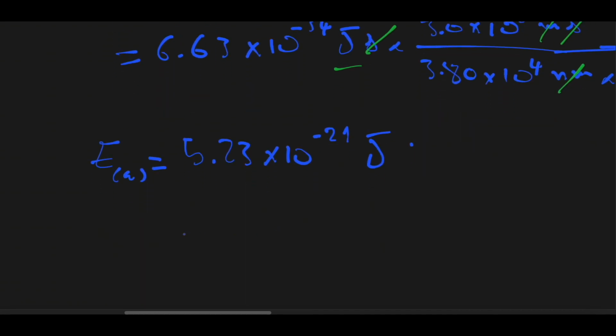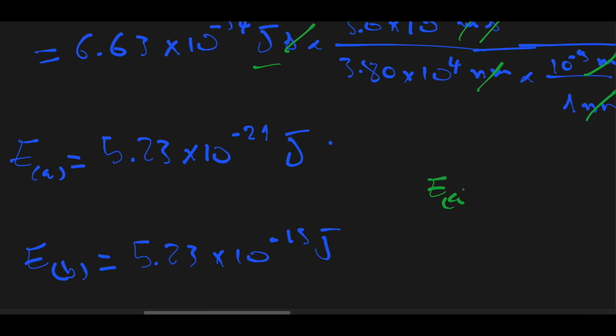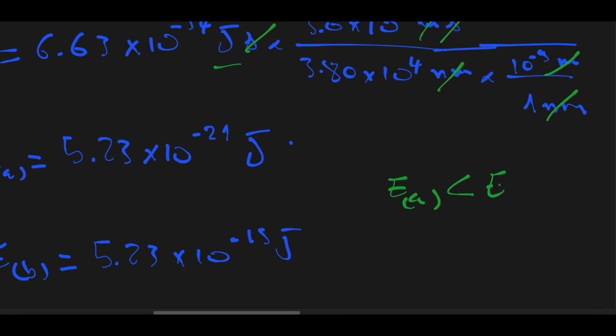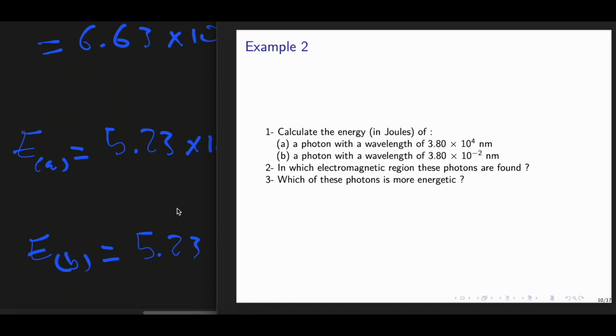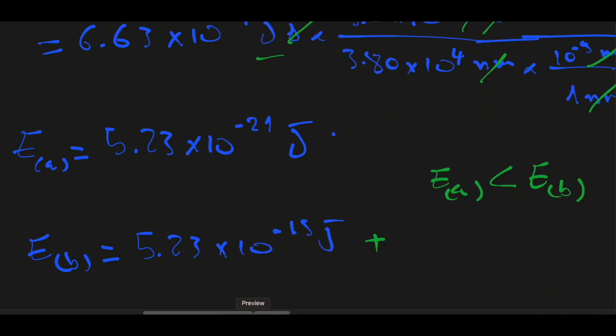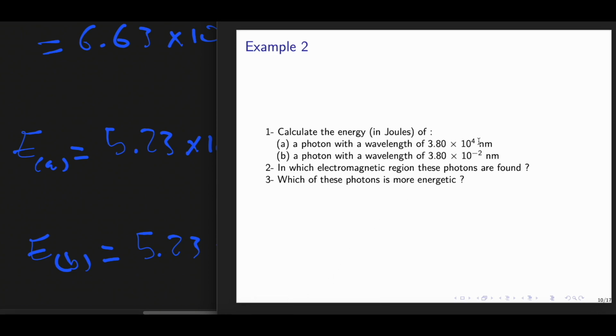And the same method is applied for the second photon, and we find a value of 5.23 times 10 to the negative 15 joule. Here we can notice that the energy of the first photon is smaller than the energy of the second photon. So here we have a more energetic photon, this second photon, the B. And also, in which electromagnetic region are these photons found? The first one we can see from the wavelength. Here it has a magnitude of 10,000, which belongs to the infrared region. And here it is in the region of the X-ray, because we have a magnitude of 0.01.